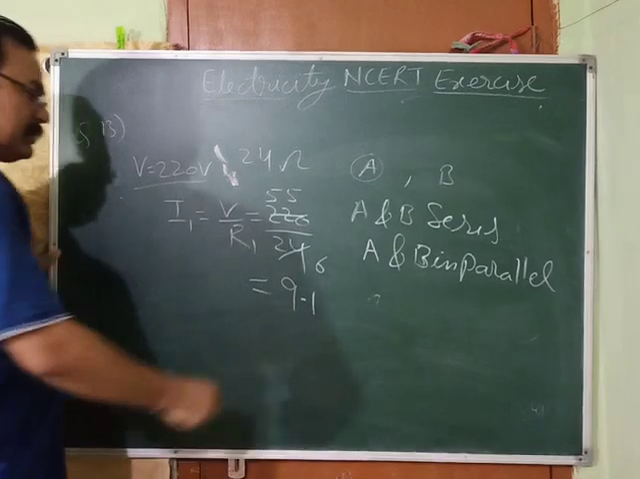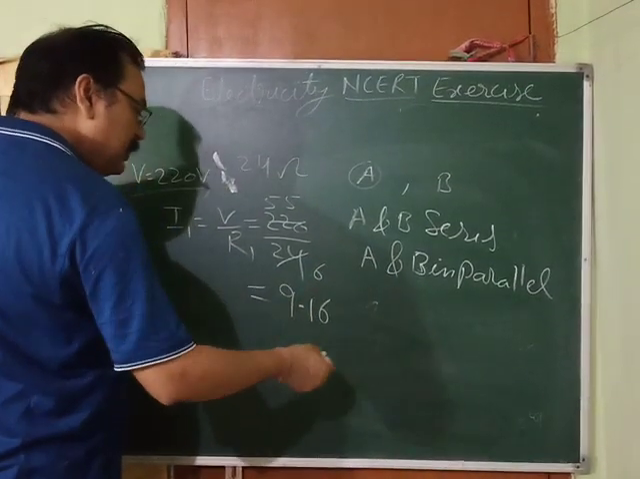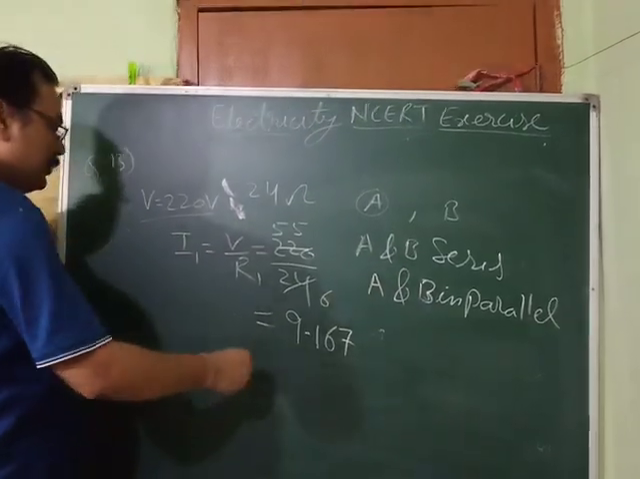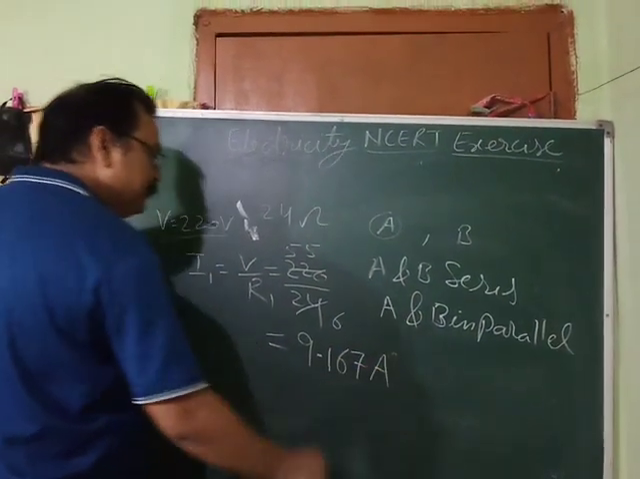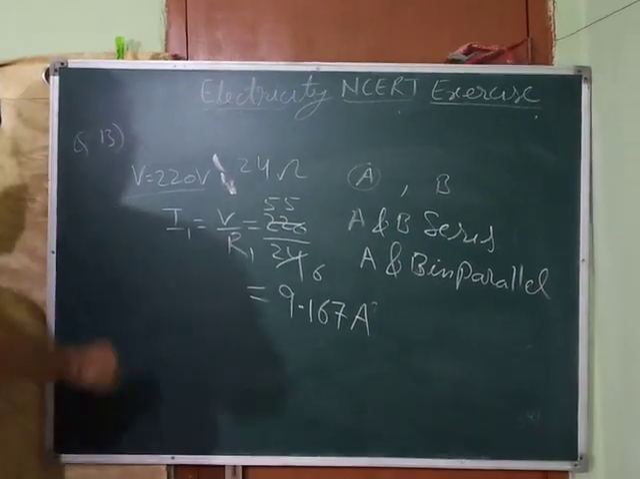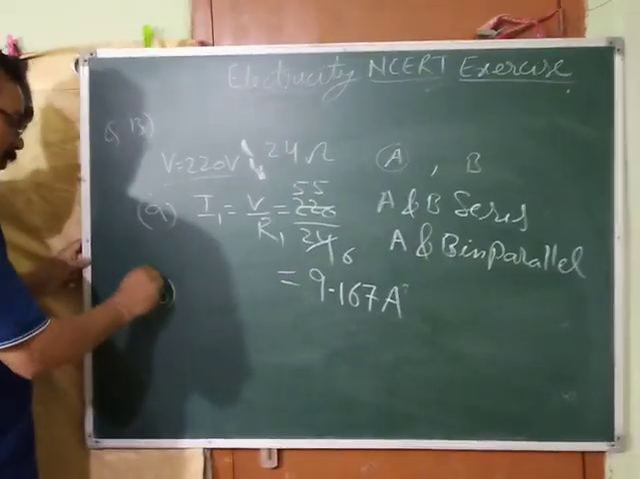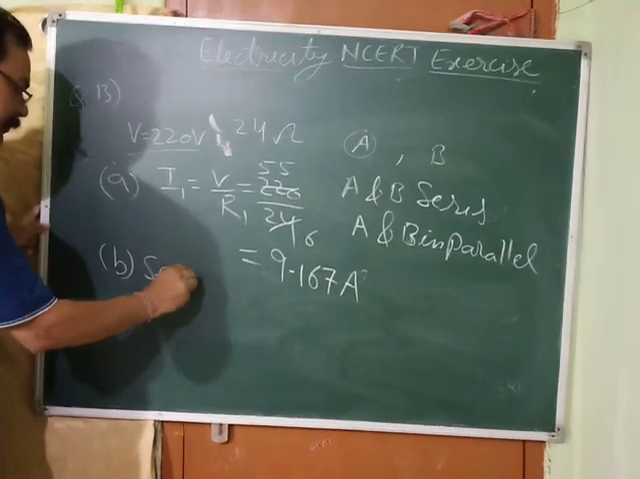So 6 6 ja 36. Again 4 is left, so you will get 6 6. So you can write 6 7. Okay, this much ampere current will flow in the first case. Now in the second case, we are taking them in series.